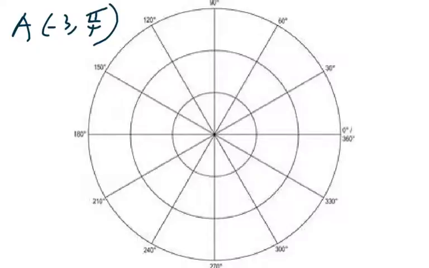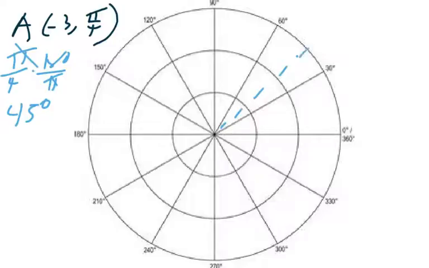So for problem number 1, it says negative 3 pi over 4. So what I'm going to do is take pi over 4 and multiply that by 180 over pi so that I can get this into degrees, which is 45 degrees. Now 45 degrees isn't on here, but there would have been 15, 30, and 45. But because this is negative 3, instead of going towards 45, I'm going to go away from 45, 1, 2, 3, and that is going to be point A.